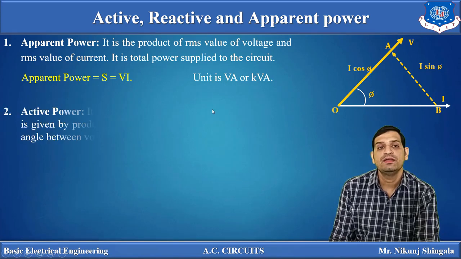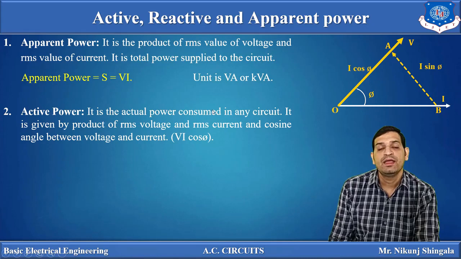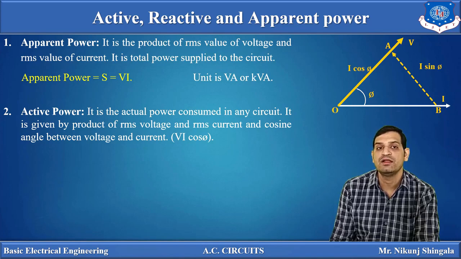Now the next one is the active power. As I told you, active power is because of the active component of the current. So it is the actual power consumed in any circuit. It is given by the product of the RMS value of voltage, the RMS value of the current, and the cosine of the angle between voltage and current. So active power is nothing but VI cos phi.